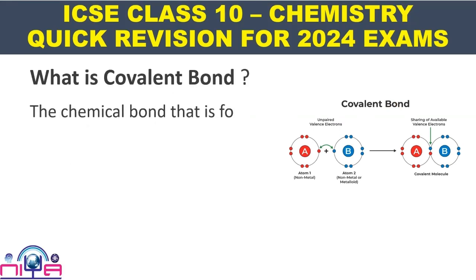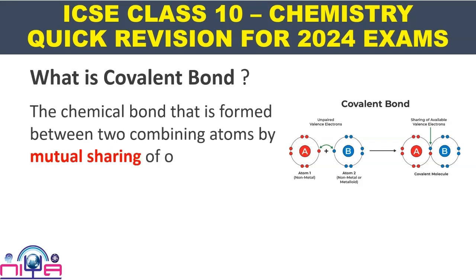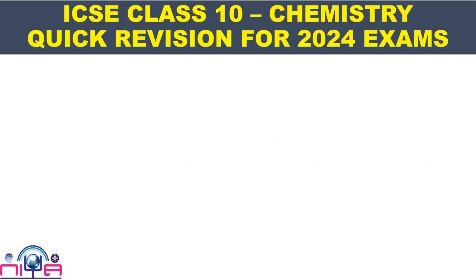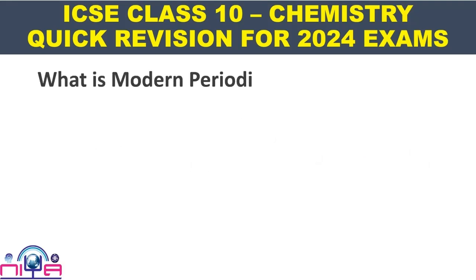What is covalent bond? The chemical bond that is formed between two combining atoms by mutual sharing of one or more pair of electrons is called a covalent bond.